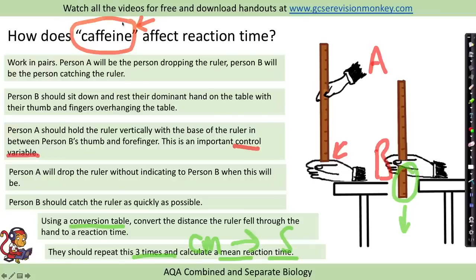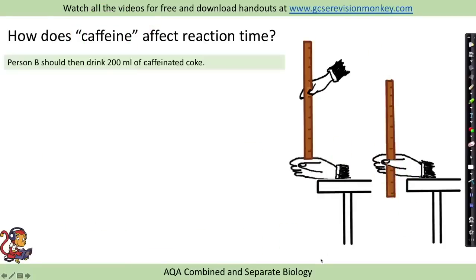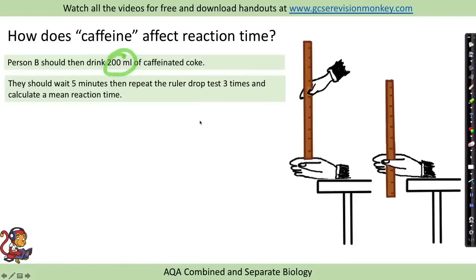We're then going to change this factor here, the amount of caffeine they've drunk, and then we're going to repeat the experiment. So the next step, person B should then drink a set volume. It doesn't matter how much you put, but I've just suggested here 200 ml of caffeinated Coke. They should wait 5 minutes. Again, you should just suggest a sensible amount of time here, and then repeat the ruler drop test 3 times and calculate a mean reaction time.